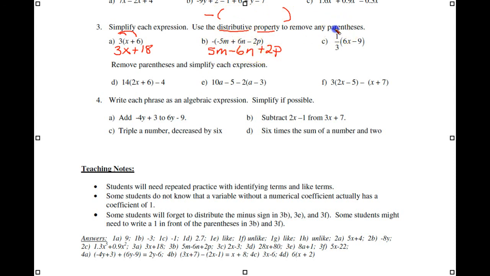And here we can do some cross canceling. 3 goes into 6 twice, so this becomes 2x. Watching our signs, a positive times a negative gives you a negative. 3 will go into 9 3 times. So we have removed parentheses. That's a skill you'll be working on.